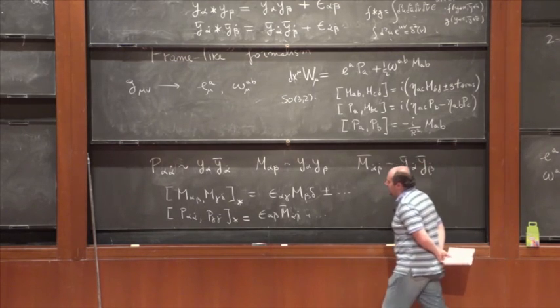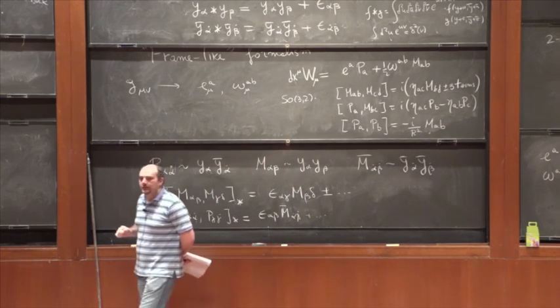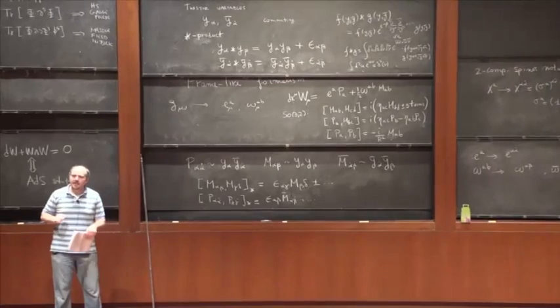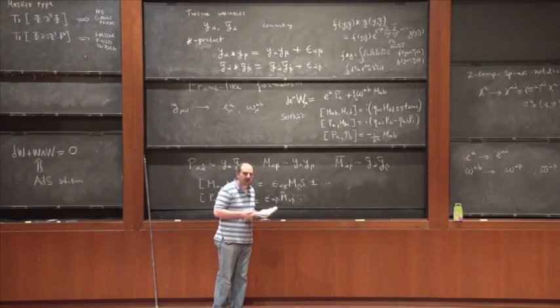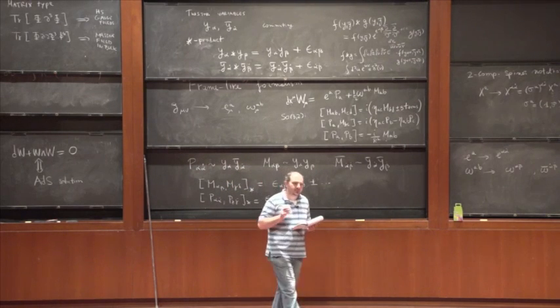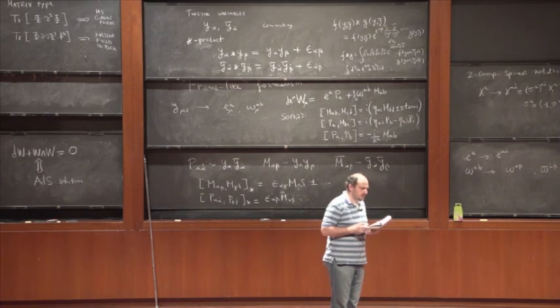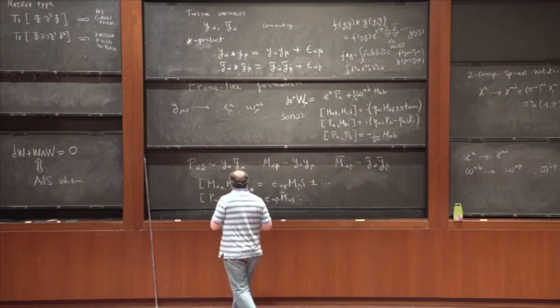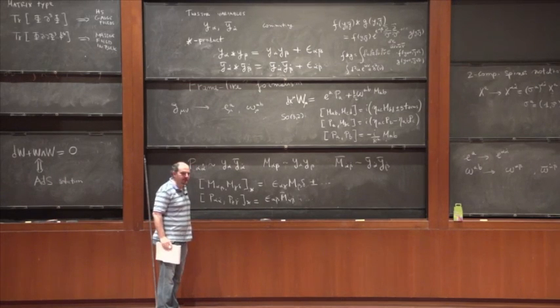I'm just realizing the algebra. So this is a particular representation of P. I can think of y alpha as the oscillator representation.